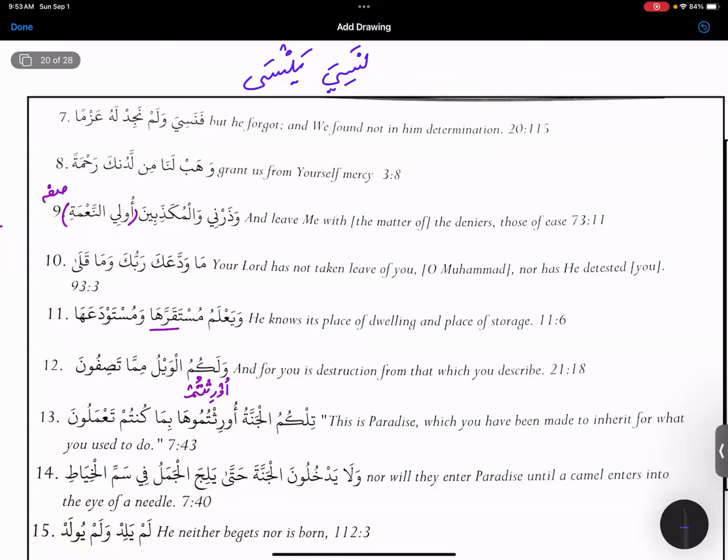So what is the siga? Failuhu, huwa. So fa nasiya, then he forgot. Walam najid lahu azma. Walam najid, what is najid? Fele mudare mazum, misale wawi. This is the lightest feel because of the lam. Misale wawi. Fele amr, it's mazum. Sorry, mazum, that's mazum because of lam.